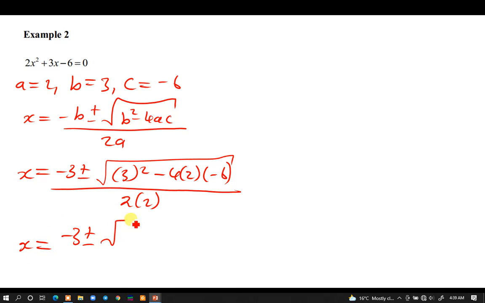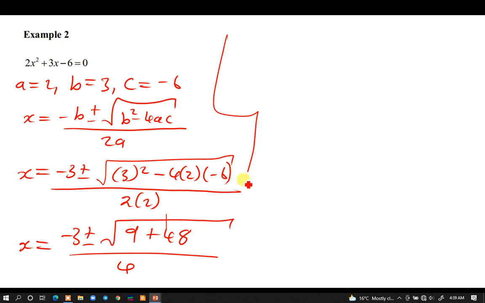Plus or minus the square root of 3 squared, which is simply 9. Then negative 4 times negative 6, that is 24. 24 times 2, that's 48. So I have plus 48. Then everything divided by 2 times 2, that is 4. So we simplify this: 9 plus 48 will give us 57.